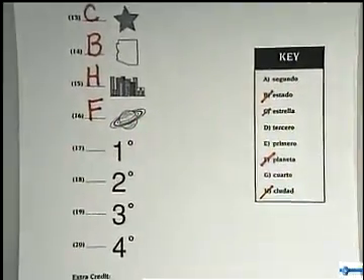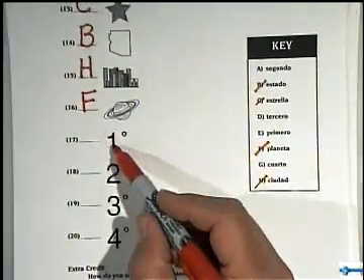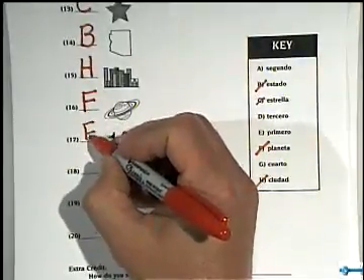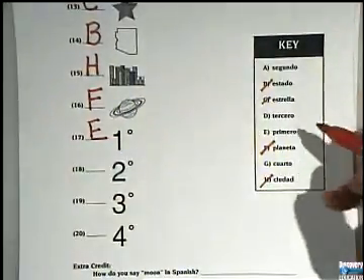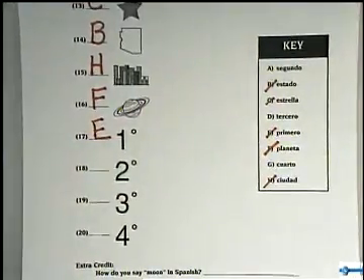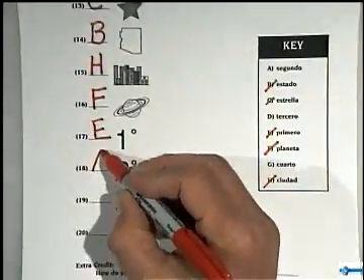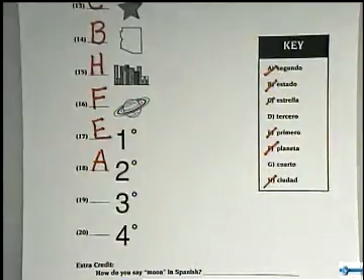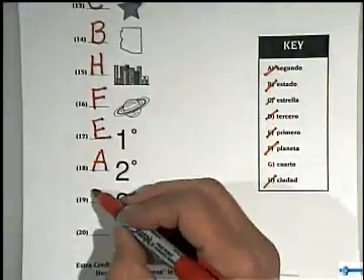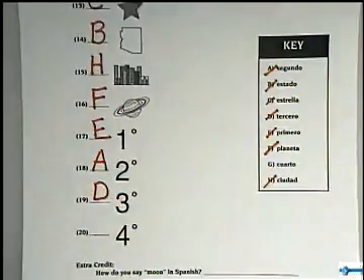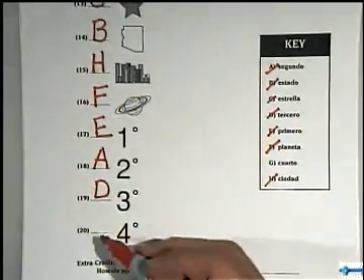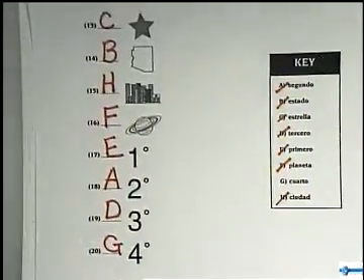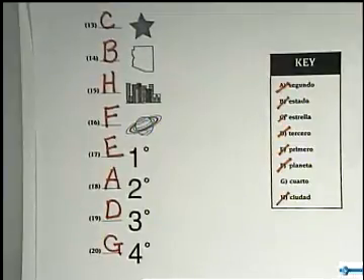Now we come to the ordinal numbers, okay? This one, primero. Primero is letter E. Okay. Segundo. Segundo is letter A. 18 is letter A. 19. Tercero. Tercero is letter D. And finally, this one is cuarto. Letter G. 20 is letter G. So there are your answers for 13 through 20.